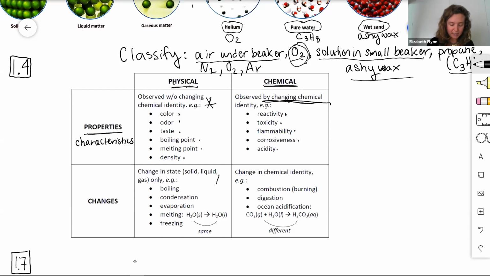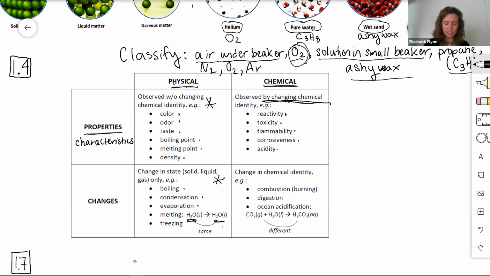And then same idea, the chemical identity isn't changed for a physical change, only a change in state from solid, liquid, gas, etc. So changes like boiling, condensation, evaporation, melting, and freezing. For example, melting, right? Solid water melts to liquid water, but it's still water. It's the same chemical composition. So those are physical changes.